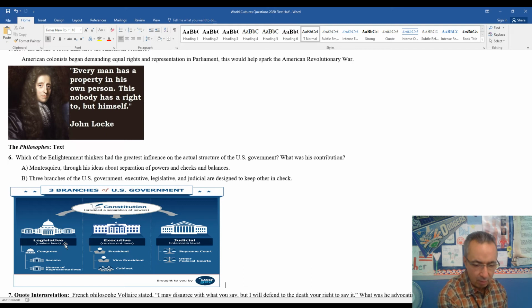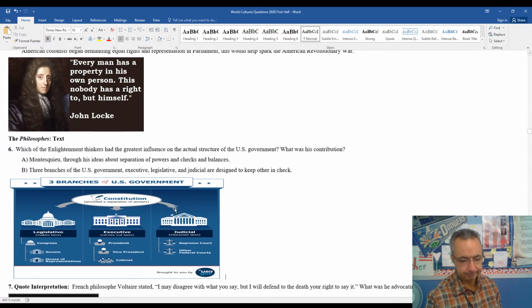The executive branch, the president, vice president, and the cabinet, they're the executive. They carry out the laws. The judicial branch interprets a law. So basically, if a law gets passed by Congress, then the president, the executive branch, can sign it into law or veto it. If it's signed into law, then the judicial branch can interpret whether or not that law was constitutional or not.